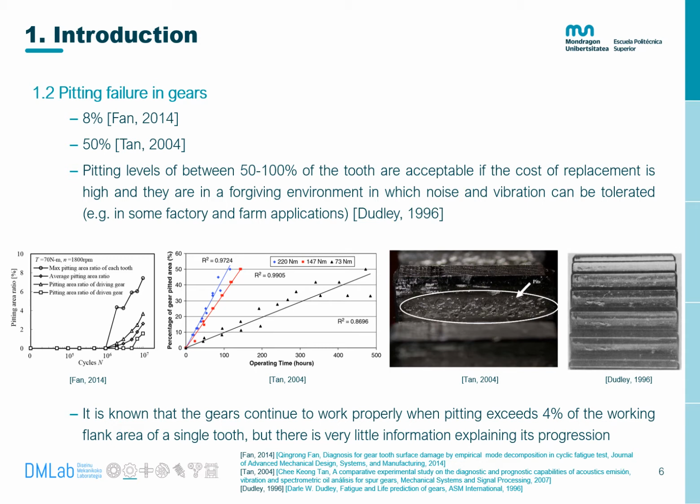Fan carried out tests until having 8% of a tooth damaged by pitting, while Tan stopped the tests when the percentage of gear pitted area was 50%. In addition, Dudley mentioned that pitting levels of between 50 and 100% of tooth area are acceptable if the cost of replacement is high and they are in a forgiving environment in which noise and vibration can be tolerated, for example in some factory and farm applications.